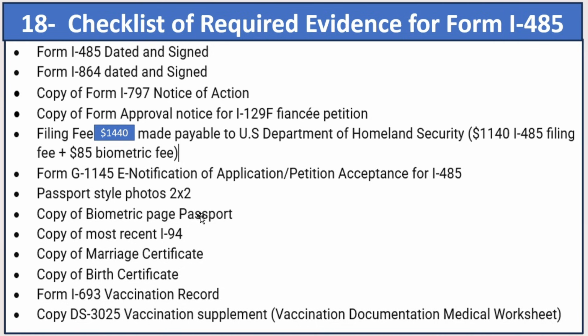Passport-style photographs, 2x2. Copy of the biometric page of the passport. Copy of the most recent I-94. Copy of marriage certificate. Copy of birth certificate. Form I-693 vaccination record, and a copy of the DS-3025 vaccination supplement. Once you submit this required documentation with your I-485, USCIS will receive it and will process it.